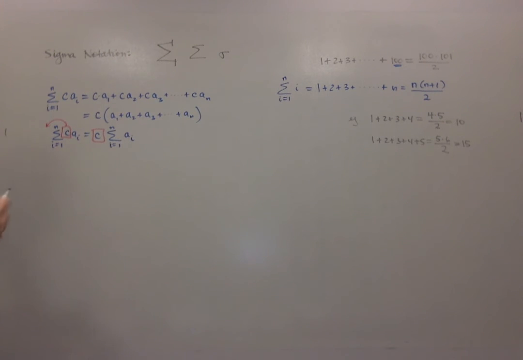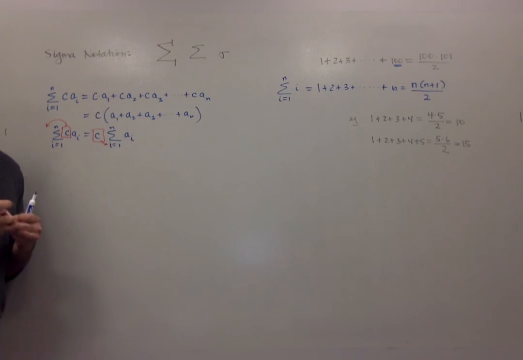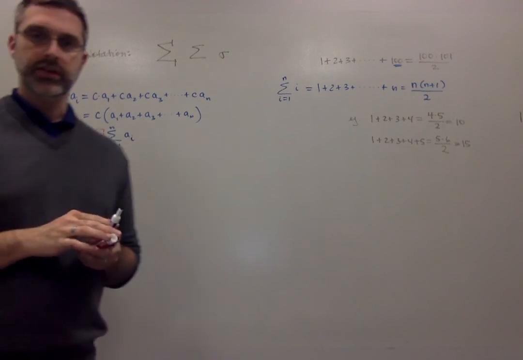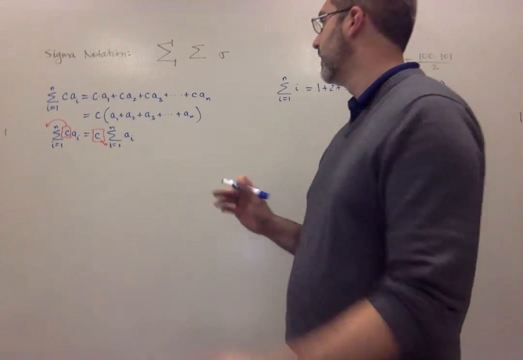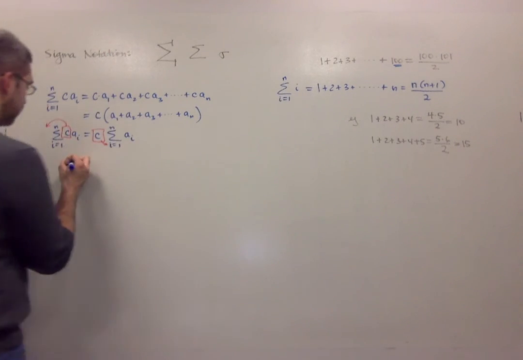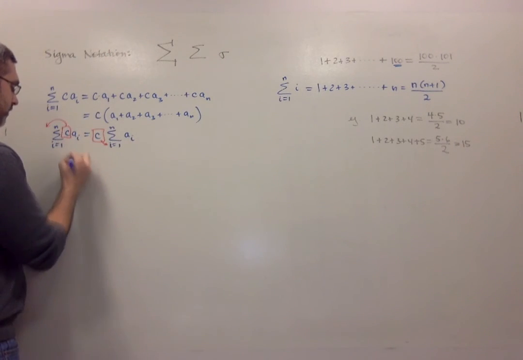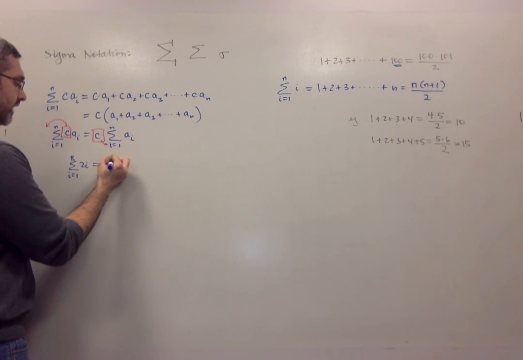But it cannot depend on I. If there's an I in there, then you have to leave it in the sigma notation. If there's no I, you can just leave it alone. That's what that first step is saying if you have a constant in there, for instance, if you had the sum I equals 1 to 8 of 2I, you can actually pull that 2 out.